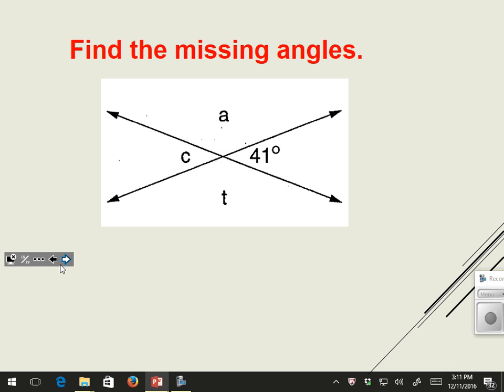Well, from what we just learned on the previous slide, these two angles are vertical angles. What do we know about vertical angles? Well, they're made when two lines cross, they're across from each other, and they're congruent. So if one angle is 41 degrees, angle C must also be 41 degrees. Okay?